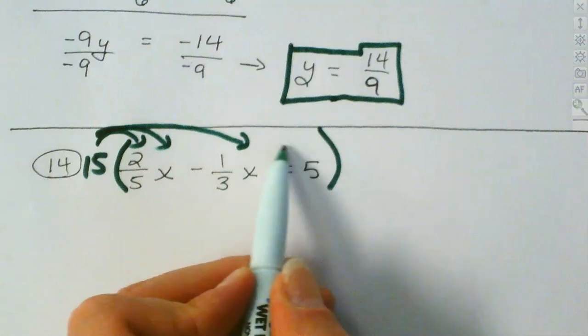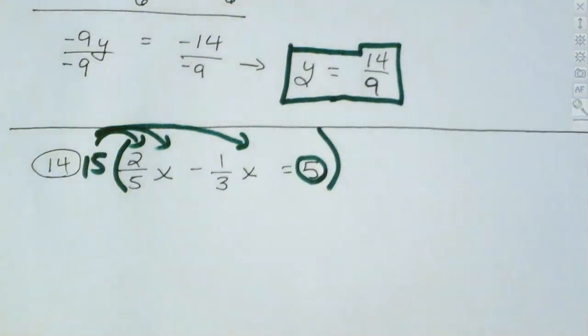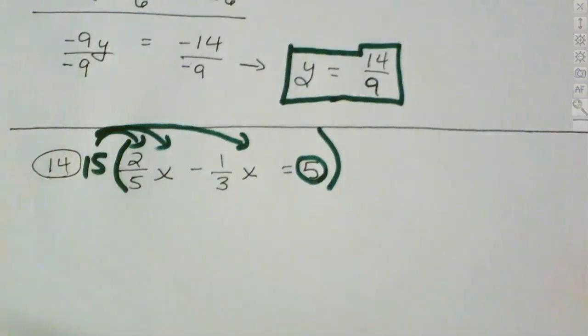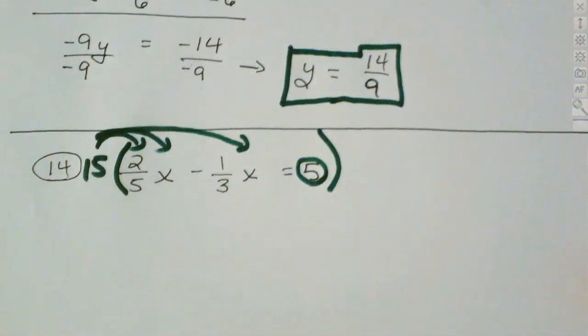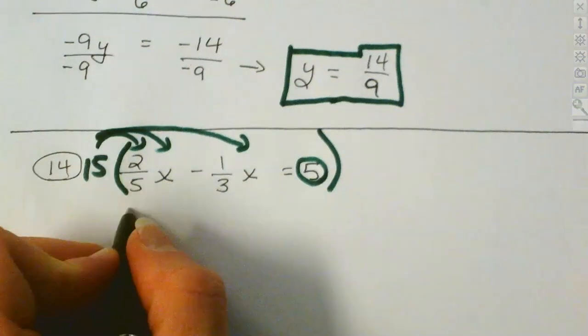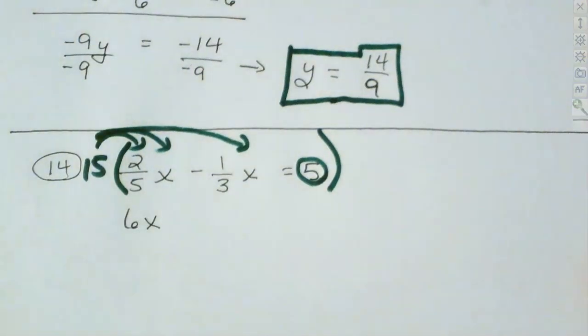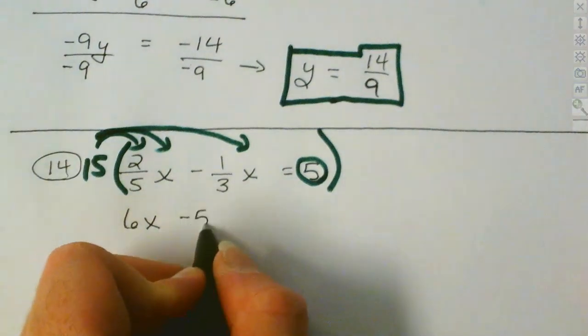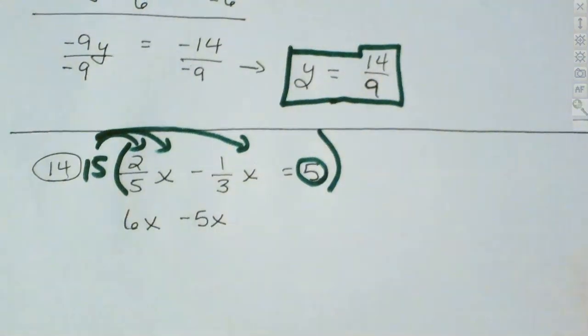Make sure it goes to the 5 as well. Right? Make sure it goes there also. So now we divide and multiply again. 15 divided by 5, that's a 3. 3 times 2 makes it a 6x. 15 divided by 3, that's a 5, times a minus 1 makes it a minus 5x, doesn't it?